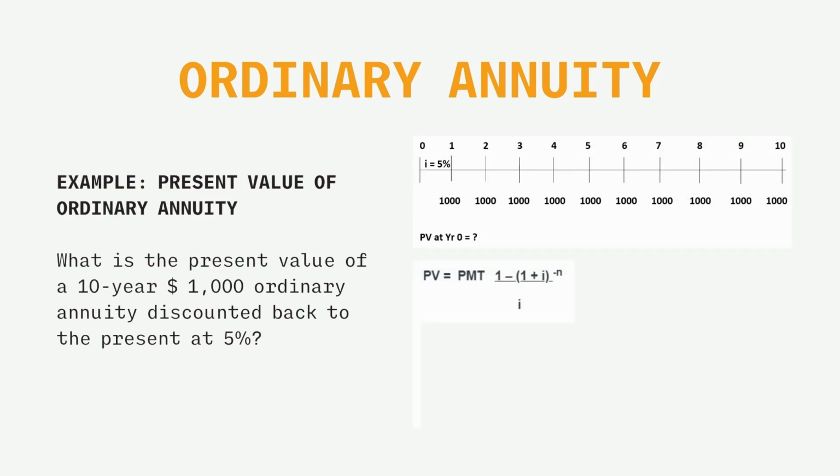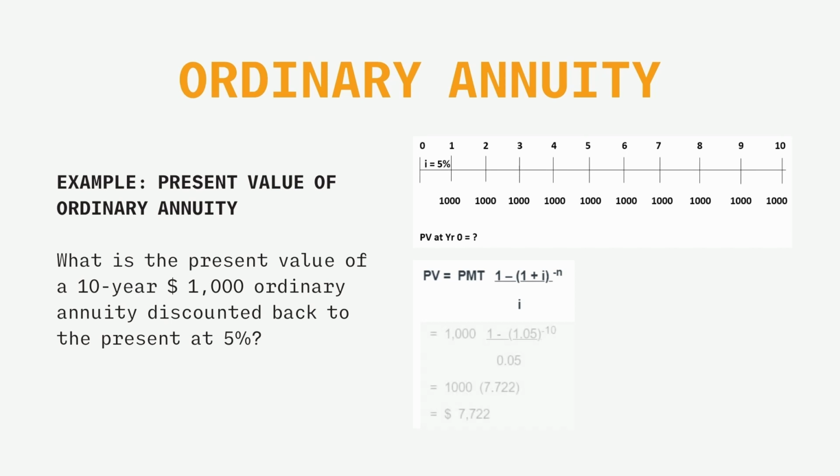An example of a present value of an ordinary annuity. What is the present value of a 10-year, $1,000 ordinary annuity discounted back to the present at 5%? In the timeline, you will see there's a 0 all the way to 10. And in each year, starting at 1 all the way to 10, you'll be receiving $1,000. So the question is, what are all of those future cash flows of $1,000 worth at present?